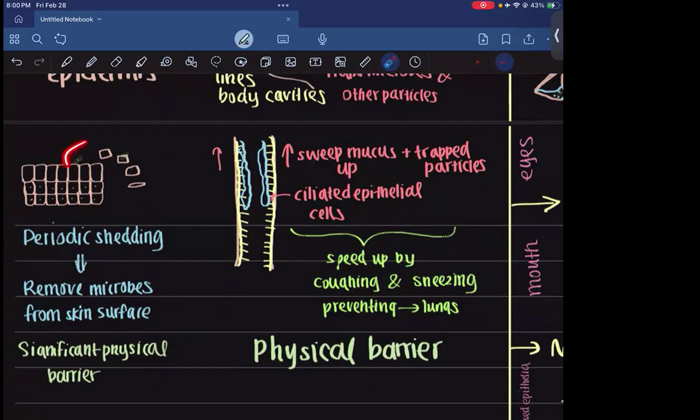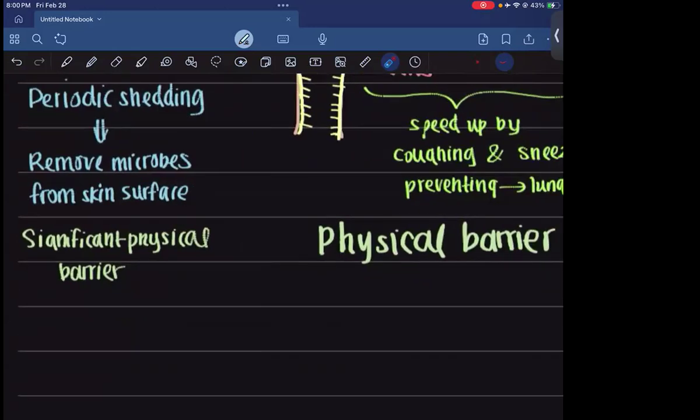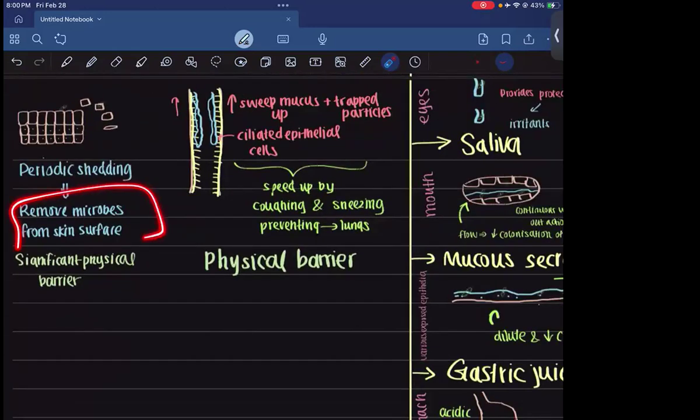So when these cells are being sloughed off, what will happen is on the skin surface, there can be microorganisms present. So these microorganisms will also be removed along with these cells which are shed off. Okay. So what are they doing ultimately? They are removing the microorganisms from the skin surface. Is this a chemical barrier or physical barrier? This is providing a significant physical barrier.